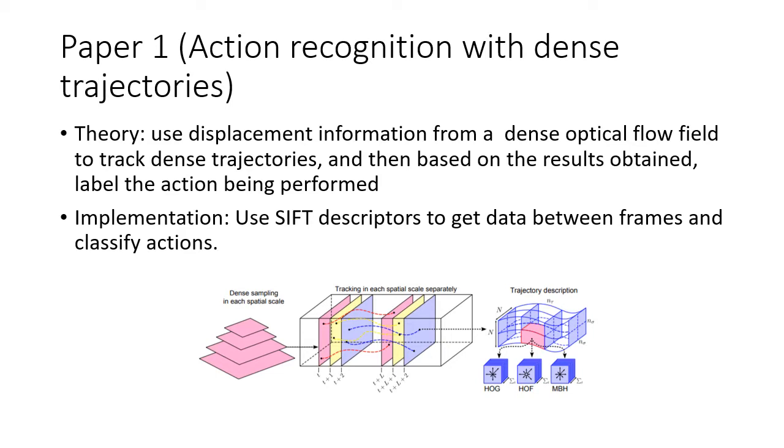So the trajectories in a video are clustered and a transformation matrix is computed for each cluster. And then the elements of these matrices are used to represent trajectories by using SIFT descriptors between two consecutive frames.